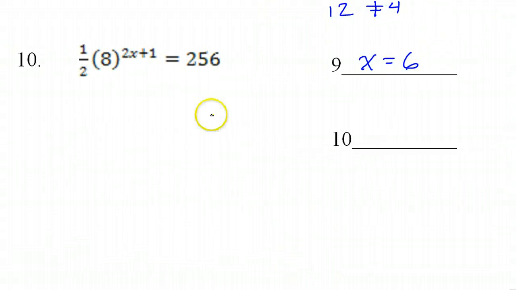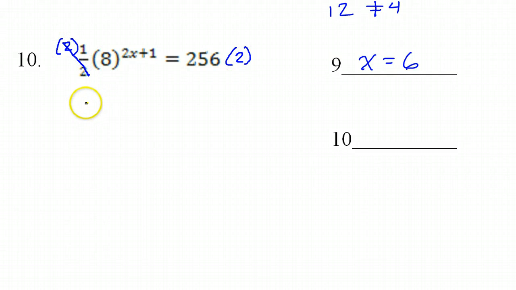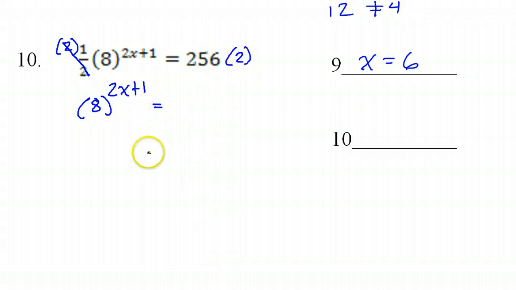Alright, number 10 then. Alright, so the first thing you want to do is get rid of this fraction. And you can do that simply by multiplying both sides by 2. Alright, these 2's will cancel out, and you're on your way. So you'll still have this 8 to the 2x plus 1 power. Alright, 2 times 256, that's 512.